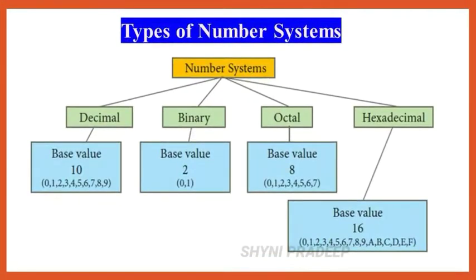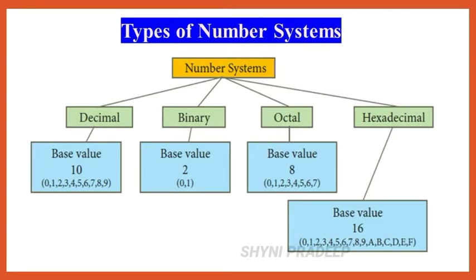Next let us see types of number systems. The most commonly used numbering system in real life is decimal number system. Other number systems are binary, octal and hexadecimal number system. Each number system is identified by its base value, or you can call it as radix. Okay, you can identify the number system by its base value. It is also known as radix.